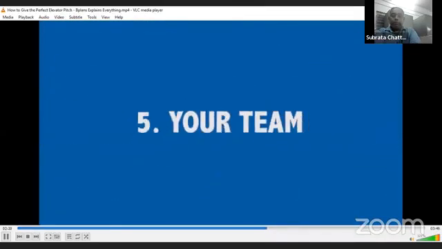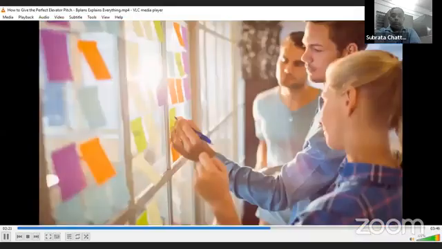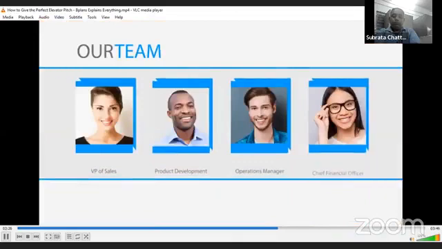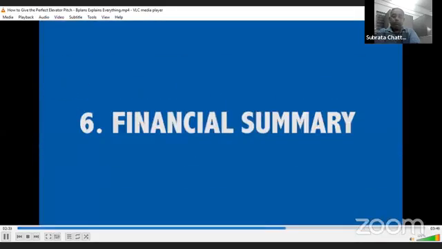The 5th part of your pitch covers your team. Who are the people working with you? You might not have employees or partners on payroll yet, but you need to know the essential job roles that should be filled. Next, you need to give a financial summary.